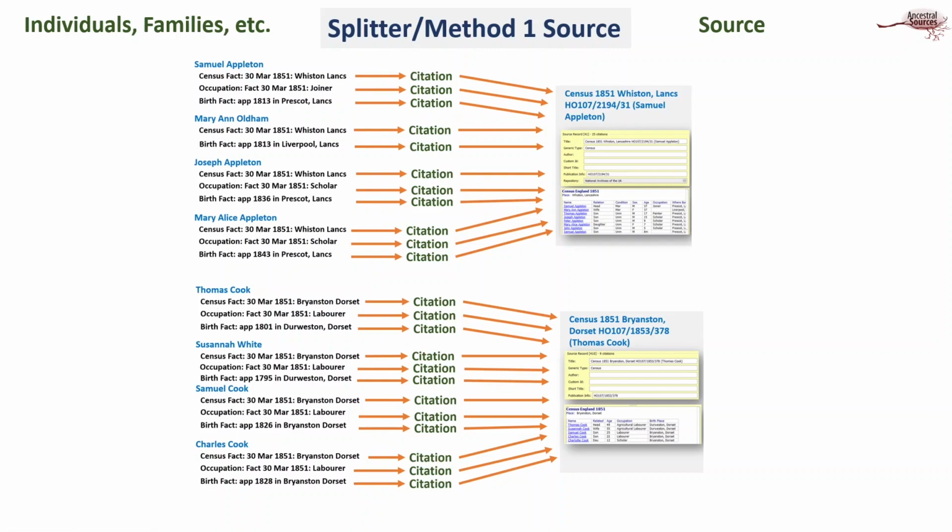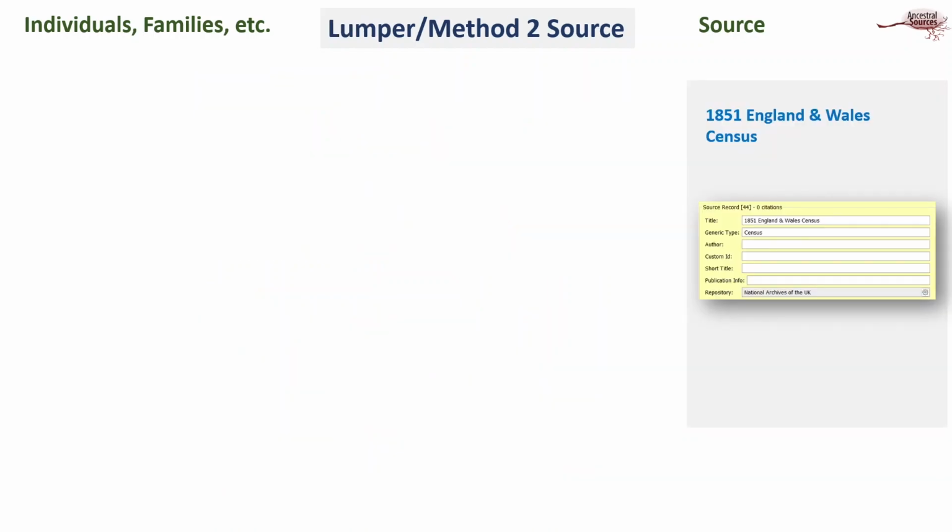Now, some people who have been used to using other family history software other than Family Historian, or have been trained and read up on sources and citations don't particularly like this method. What they prefer is to have a source which is something like 1851 England and Wales. So rather than having lots of sources for each of the households, they would just have one source that covers all of the 1851 census entries that they find. And this is what we call a lumper source or method 2 source.